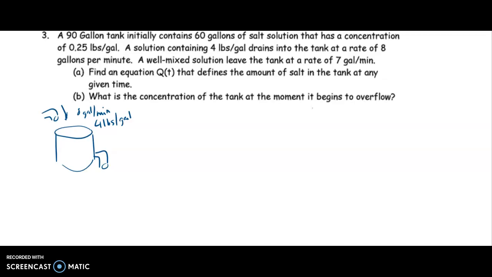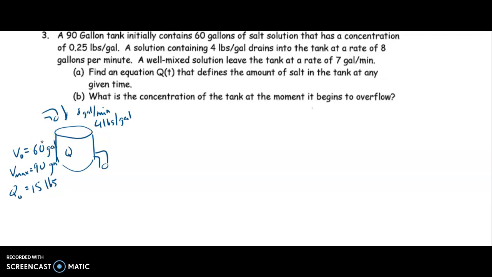And then my V0, the initial volume, is 60 gallons. Vmax, so the max volume of this thing, is 90 gallons. And then Q of 0, the initial amount, Q for quantity, is equal to 15 pounds. How did we get 15 pounds? We take 1/4 pound per gallon and multiply it by 60. So 15 is 1/4 of the initial volume.